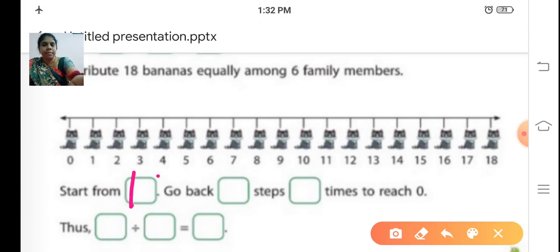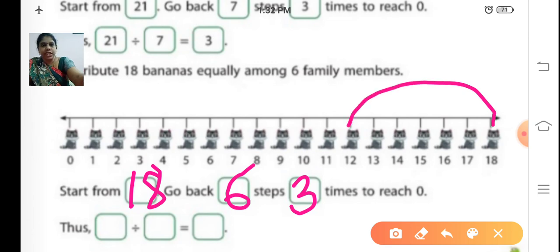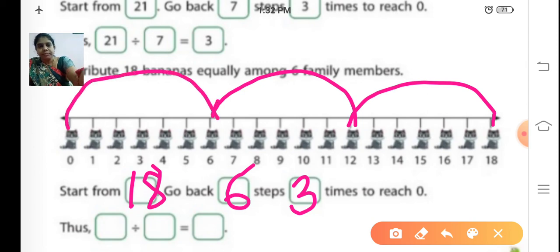So start from number 18. Go back 6 steps. How many times? 3 times, right? So 18 to 12. Then again from 12 to 6. Then from 6 to 0. So write this: 18 divided by 6, the answer is 3.